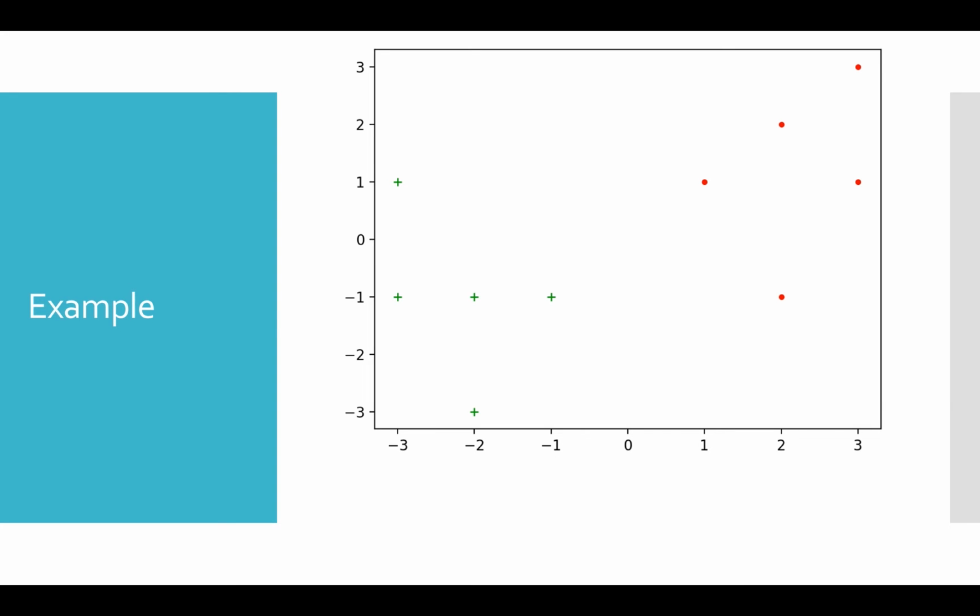Let's run through an example. Okay, we have this data here. We have positive samples in green pluses and negative samples in red circles. We have 10 samples in total. And we start off with our weights and bias having a value of 0.